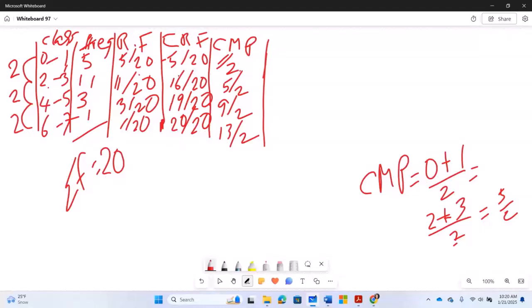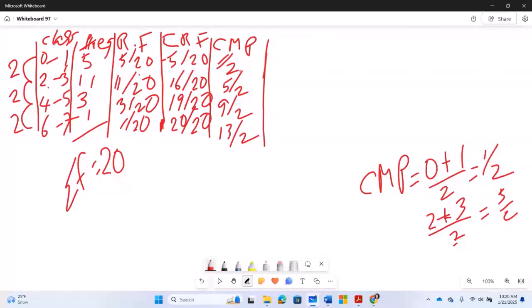You can also be told to create the class midpoint. So the class midpoint is always the lower limit of each class plus the upper limit of the same class divided by 2. For example, for the class midpoint of the first class, I did the lower limit of the first class plus the upper limit of the first class divided by 2. So that is how I have 1/2 here. So I came over here and wrote 1/2.